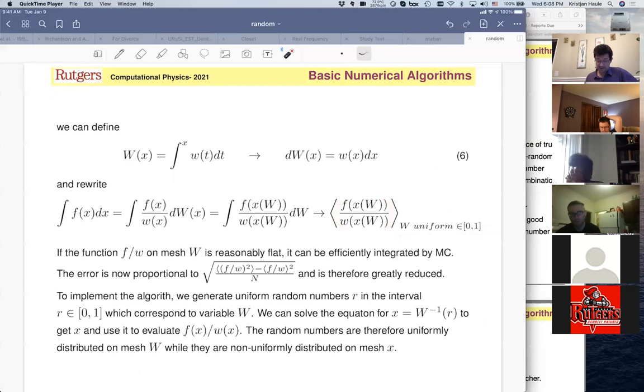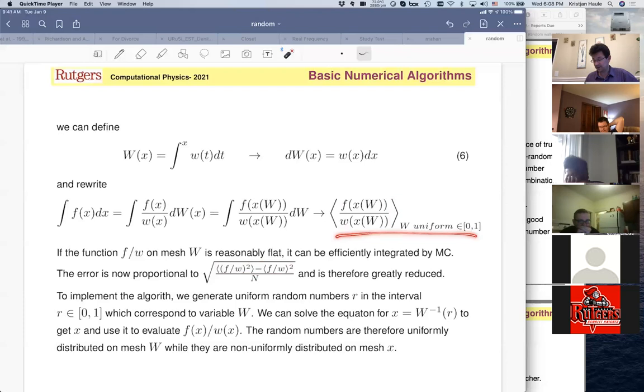Now we can check what the error is for this particular sampling, and obviously the error is governed by the flatness of f over w rather than f. So the error is the standard deviation of f over w, the square root of the average of (f over w) squared minus the square of the average of f over w, divided by the square root of n. And if f over w is more flat, then we achieved our goal.